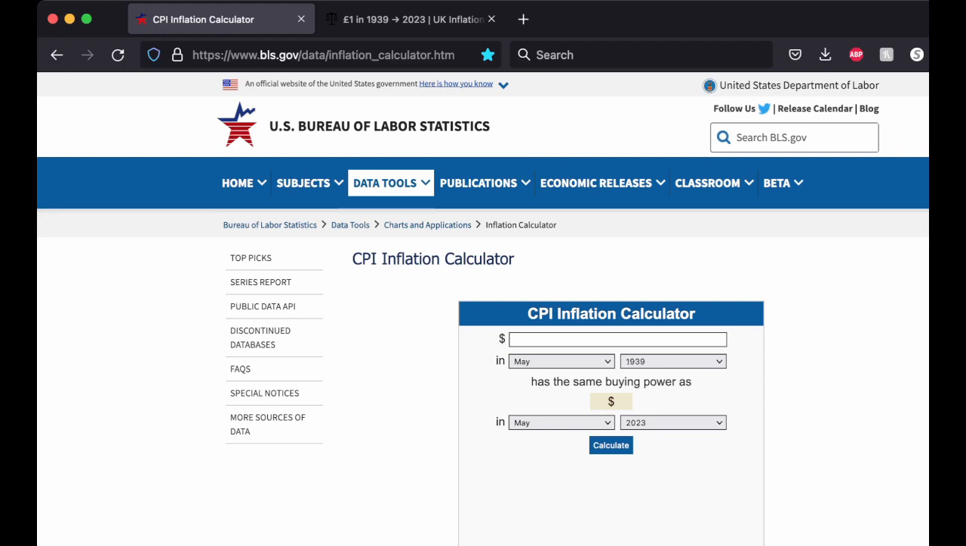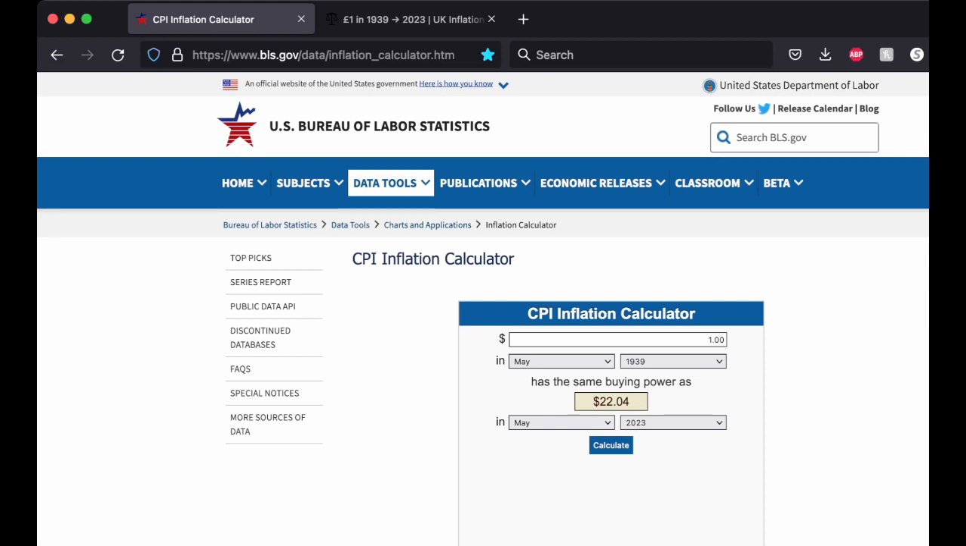Let's just say we had a dollar in 1939. How much would that be in today's money? So let's calculate. Wow, okay, so a dollar in 1939 would be $22.04 today.